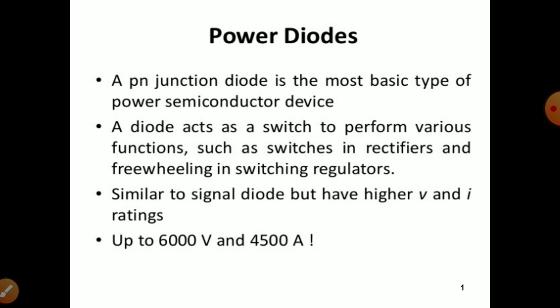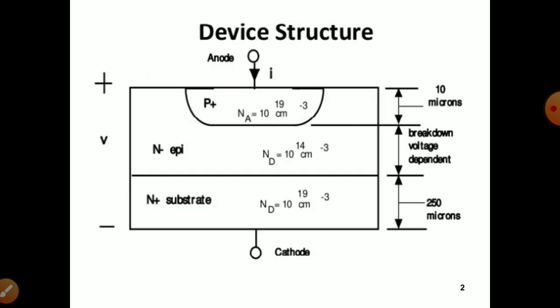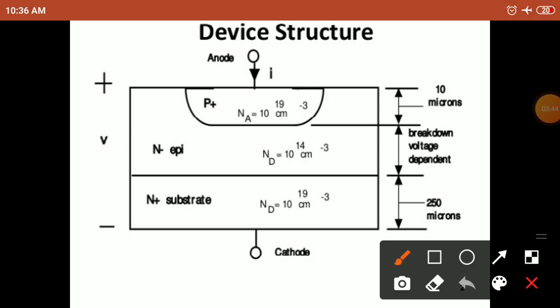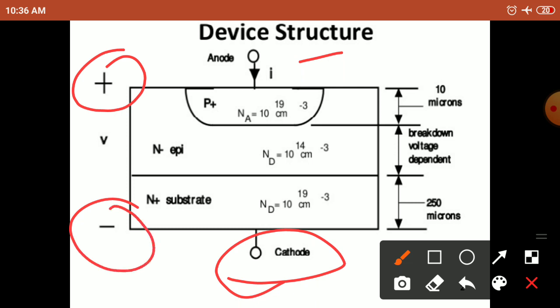Right, next we'll discuss the device structure. The power diode device structure is somewhat similar to that of your signal diode. It consists of an anode and a cathode. This is your anode and cathode here. The anode is the positive terminal and the cathode is the negative terminal.